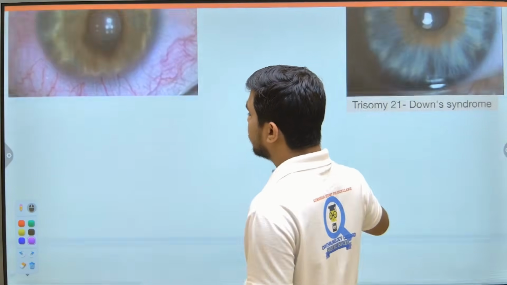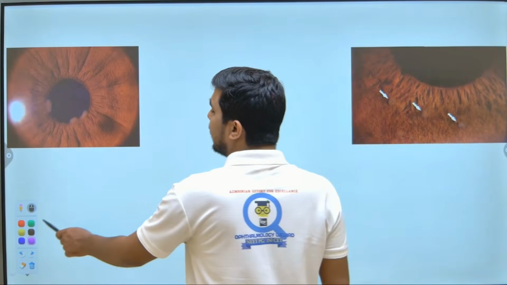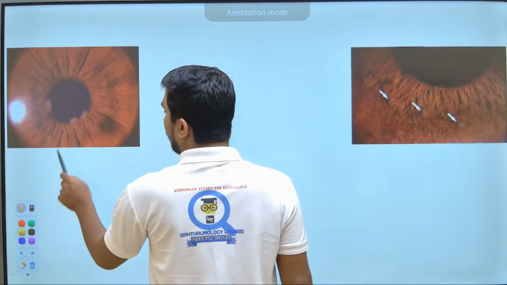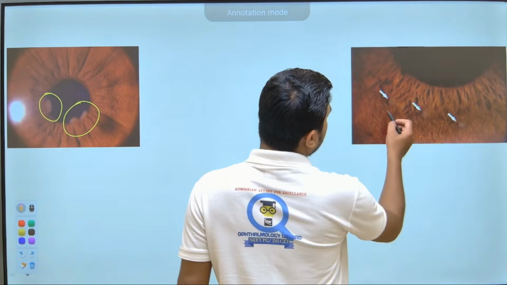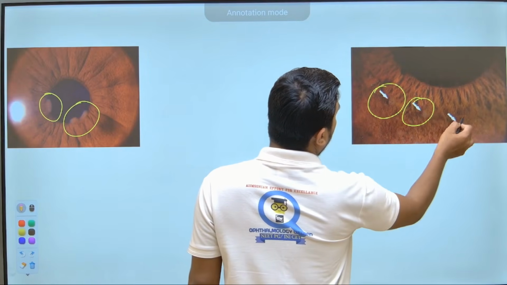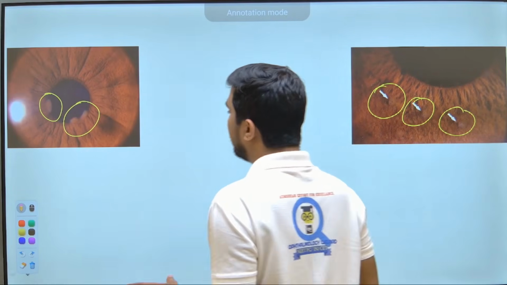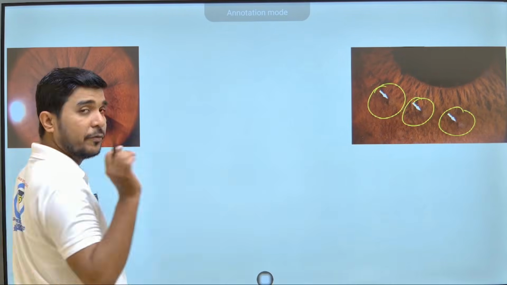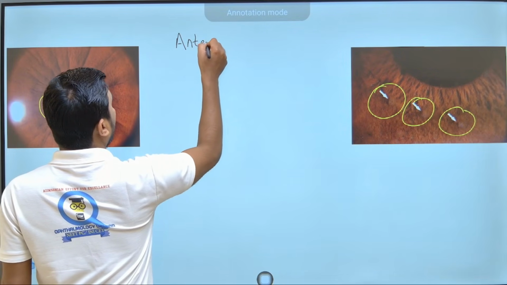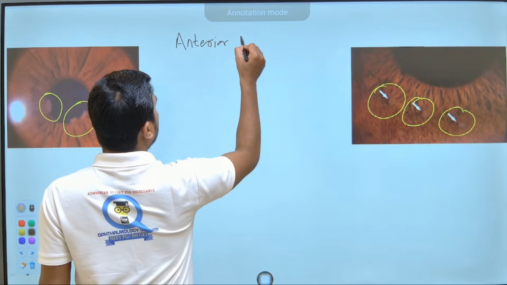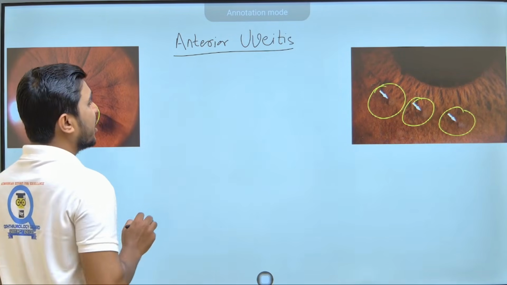Now coming to the next MCQ. What you are seeing here, you can see some nodules on the margin of the iris, and the nodule here in the middle of the iris. Now what is this nodule? Both of them are present in anterior uveitis.